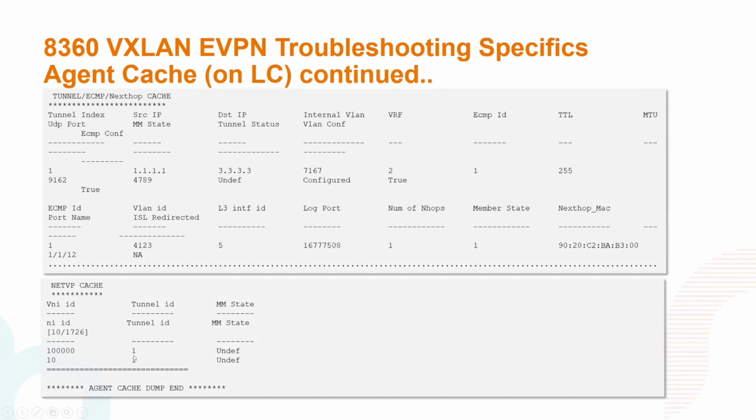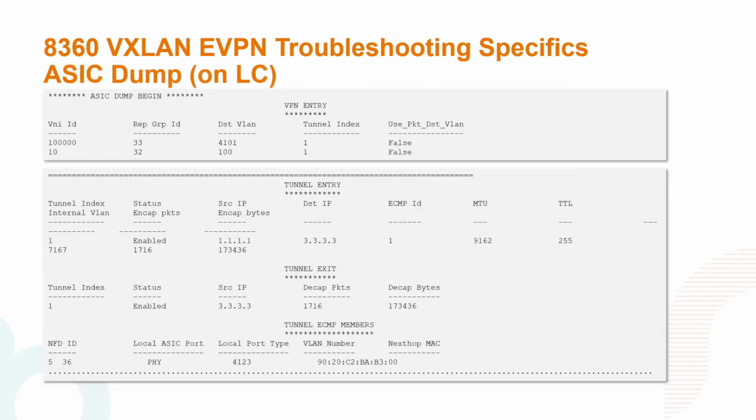So moving forward, now we get to the ASIC dump. We have the VPN information and which particular replication groups it is associated with. And then we have the tunnel entry and tunnel exit. By tunnel entry, we mean the packets entering the tunnel and how they get encapsulated, and tunnel exit is how they exit the tunnel, which means the decapsulation process.